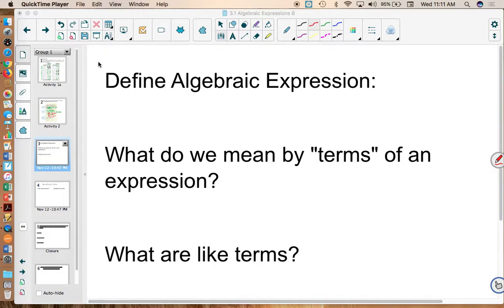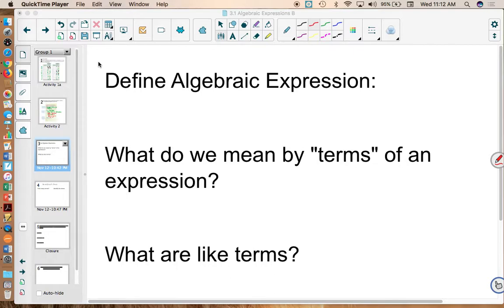Define an algebraic expression. We did it yesterday. So tell me, what is an algebraic expression? If we did it yesterday, you should be able to answer that question. Everybody's hand should be up. Jillian, what's an algebraic expression? An algebraic expression doesn't have an equal sign, must have a variable, and have a symbol.